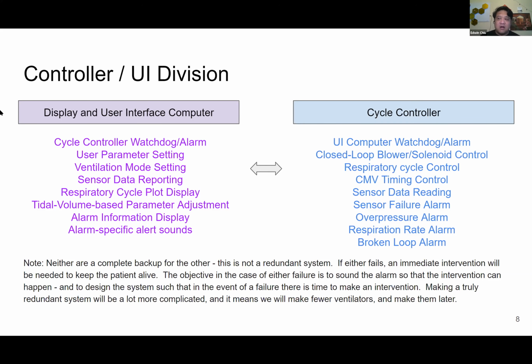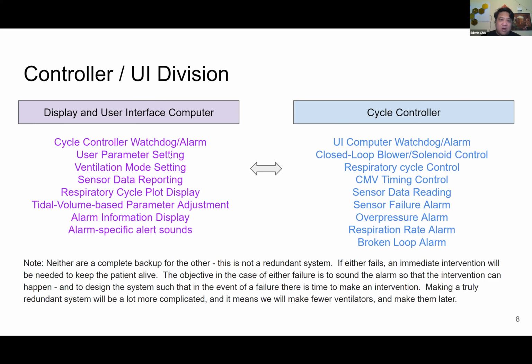For things where we have to detect user input, where we have to display things, where we essentially have an operating system running in the background, it's harder to make things operate on a predictable cycle like that. So the idea behind splitting these two controllers up is so that one of them can be as simple as possible and the other one can handle the more complicated tasks. I've just listed out the tasks for each of the computers. The display and user interface computer will keep an eye on the cycle controller and raise an alarm if the cycle controller stops responding.